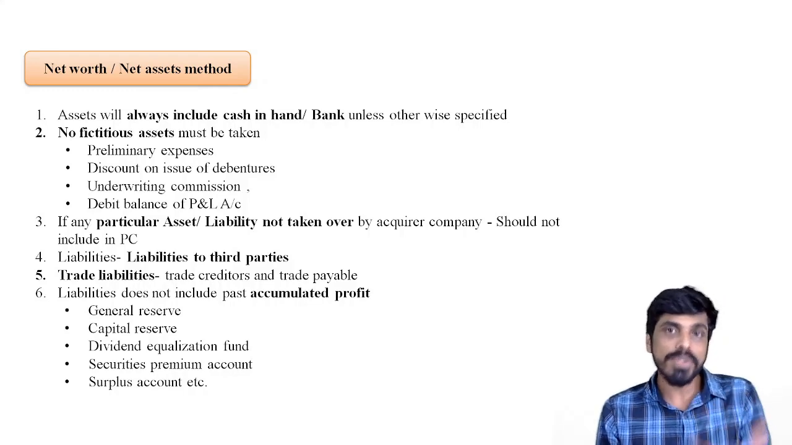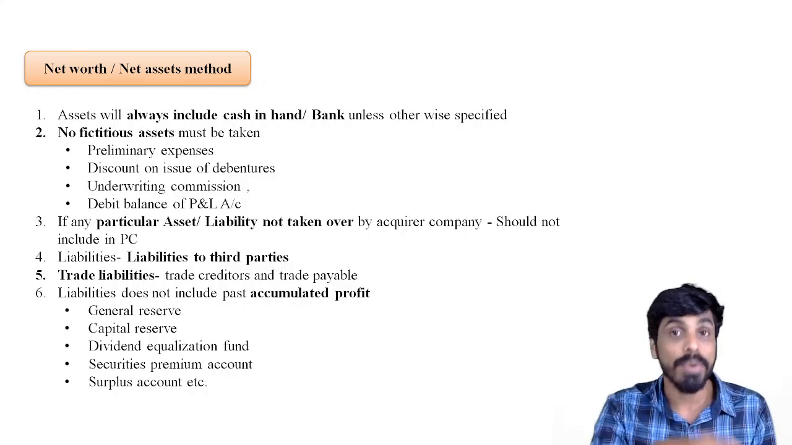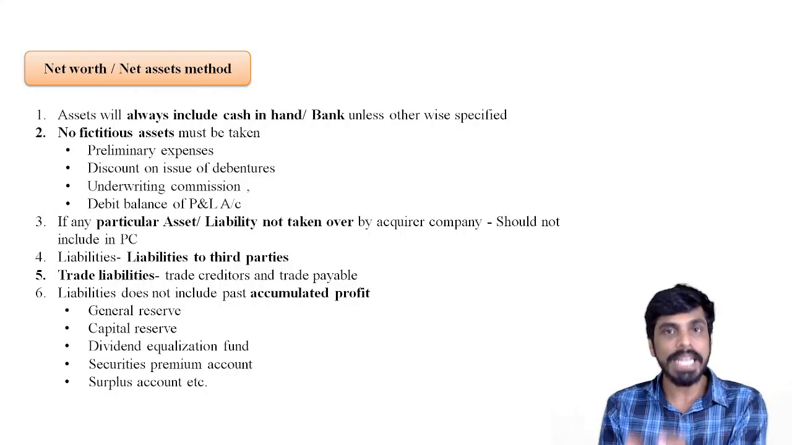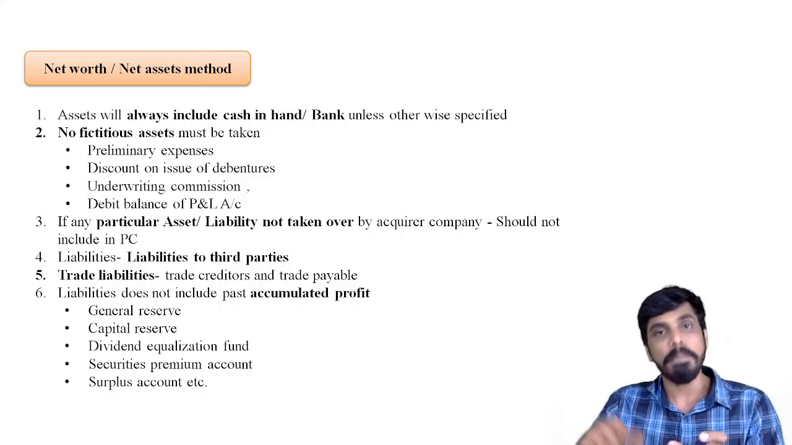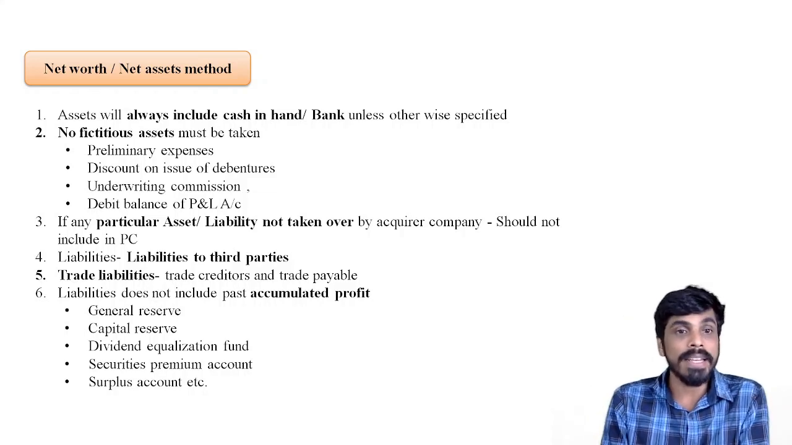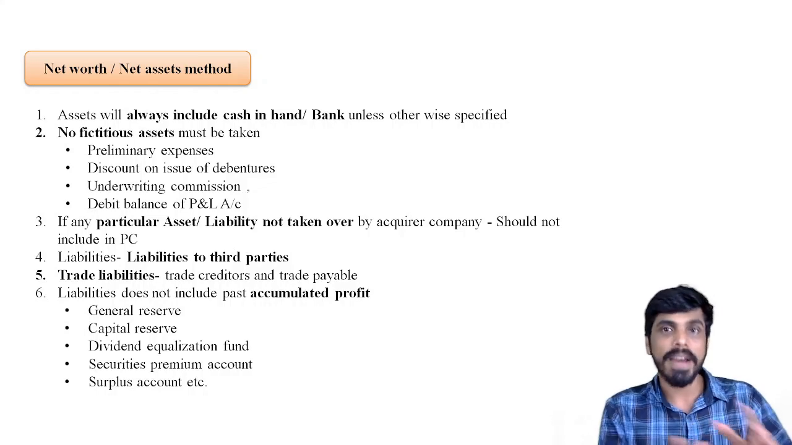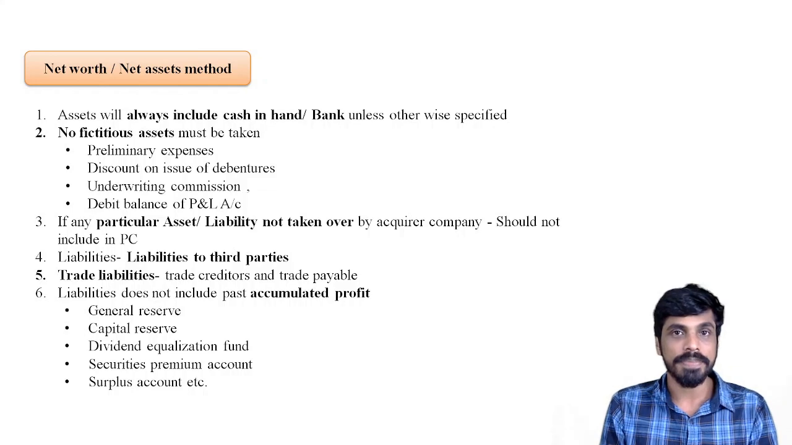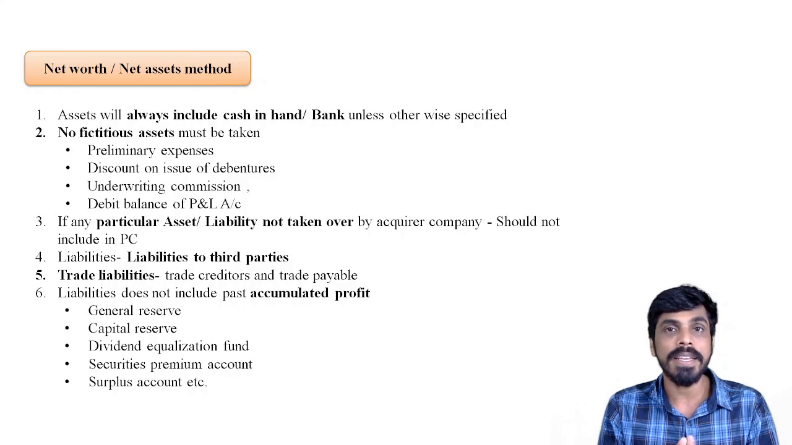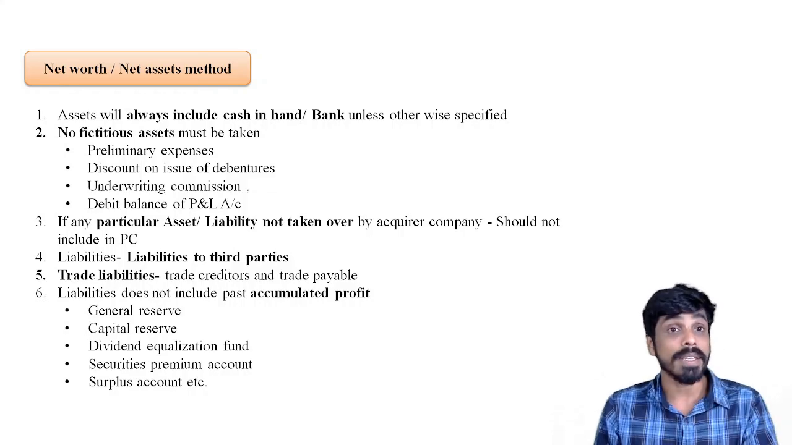And in your question, it also says that trade liability is taken over by the acquirer company. So, what do you mean by trade liability? Trade liability means sundry creditors plus trade payables, that is bills payable. Fine. And the last, once again, it tells you that liability does not include accumulated profit. What do you mean by accumulated profit? A part of profit, that is reserves. They are known as accumulated profit. So that is an internal liability, it's not an external liability. So all these points should be kept in your mind while calculating purchase consideration under the net worth method.